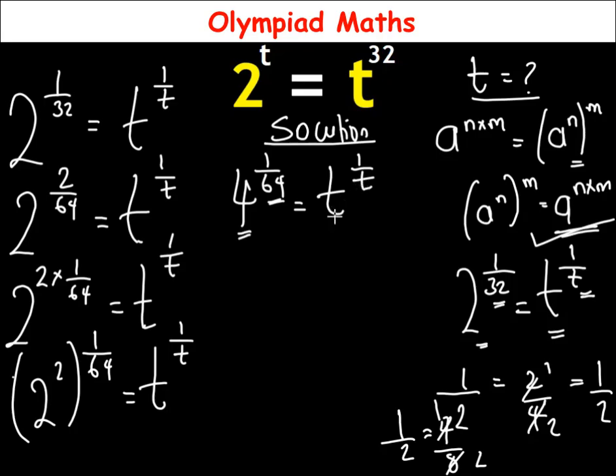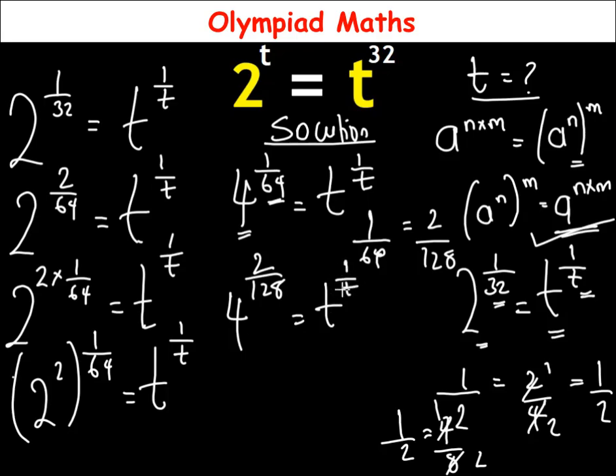Same thing as what you have here also. So to do this, we also replace this 1 over 64 with another equivalent fraction. Now, 1 over 64 can be written as 2 over 128, because 2 will divide 128, you have 1 over 64 back. So therefore 4 raised to power 2 over 128 is equal to t raised to power 1 over t.